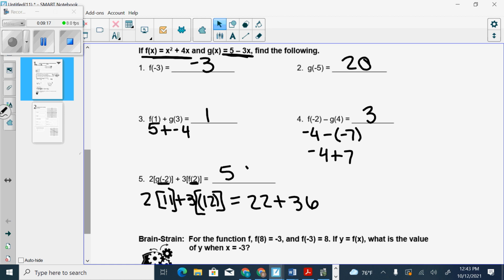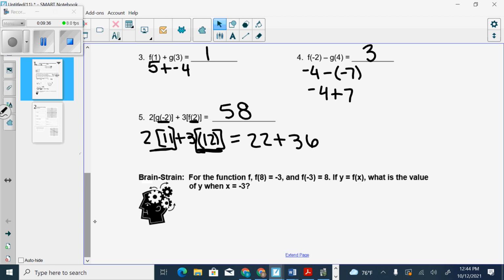Very good. Make sure whenever they give you ones like these, we follow order of operations. We have to multiply before we can add, right? So you have to multiply both pieces before you add the two. Okay?